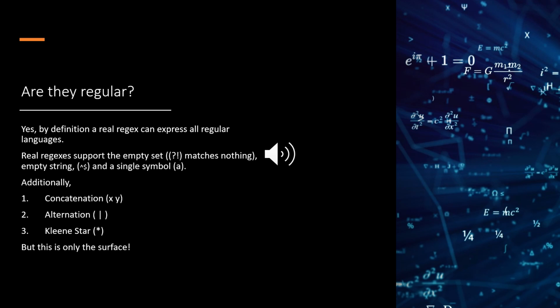For the empty set, you have the question mark, exclamation mark, and so this regex matches nothing, and therefore you have the empty set. You can have the empty string. You have a start symbol, but then you don't specify what to match next, and you have the end delimiter, and so you end up matching just the empty string. And then finally you can match a single symbol, and you can combine these using simple concatenation, or the pipe and the star. And so you can show that a real regex can define every regular language that way.